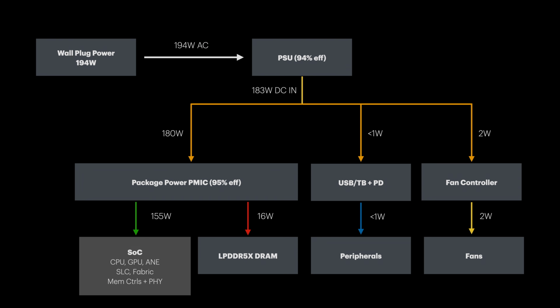If we want to further refine the results, we can apply a conversion factor to account for VRM losses and subtract DRAM power. That gets us very close to actual SoC power. Taken together, this approach gives us a practical and repeatable way to cut through noisy measurements and get to the true power characteristics of the system.